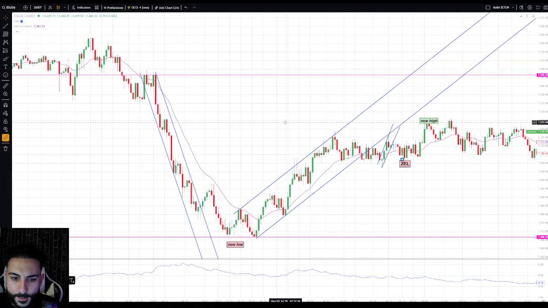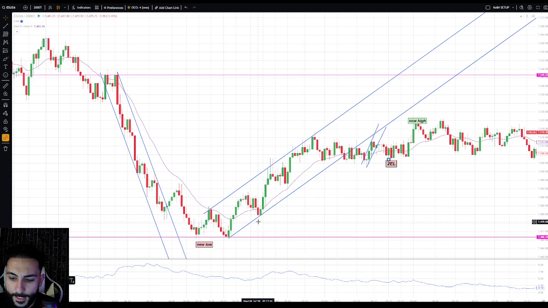Now, as you can see, we had a spike down that resulted in a break and a new low. This support was established and we ended up having a push higher. And now we are focusing on this uptrend, right?